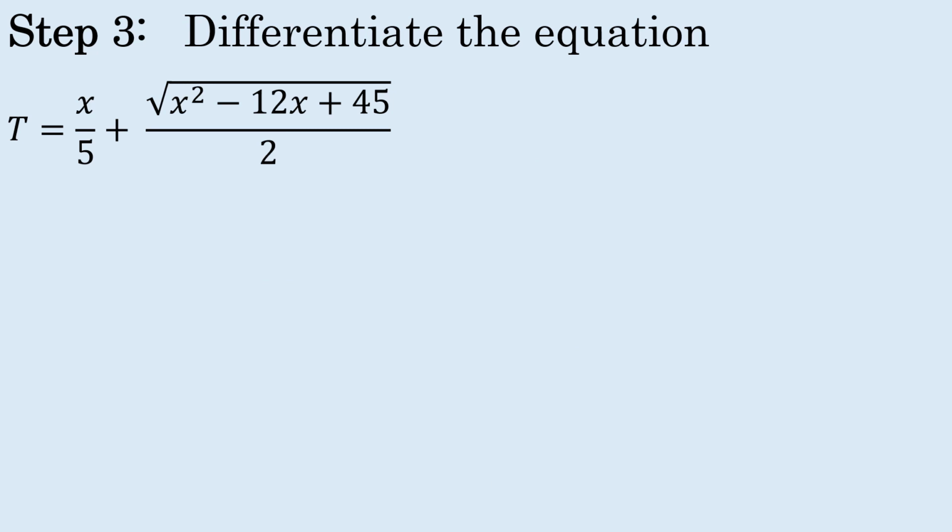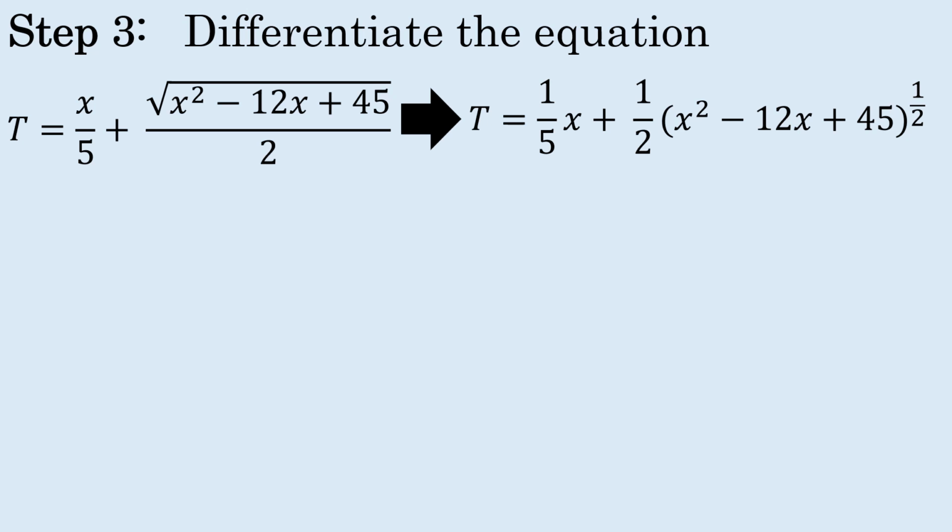With the equation written, we move to step 3, which is really the only step requiring calculus. In step 3, we will differentiate the equation. I have the equation on the screen in the form t equals, t standing for total travel time, and I'm going to differentiate this equation with respect to x. Before doing so, I find it useful to rewrite the equation in the equivalent form. Instead of x over 5, 1/5 x, and instead of this radical over 2, I'll write this as 1/2 times the quantity to the 1/2 power.